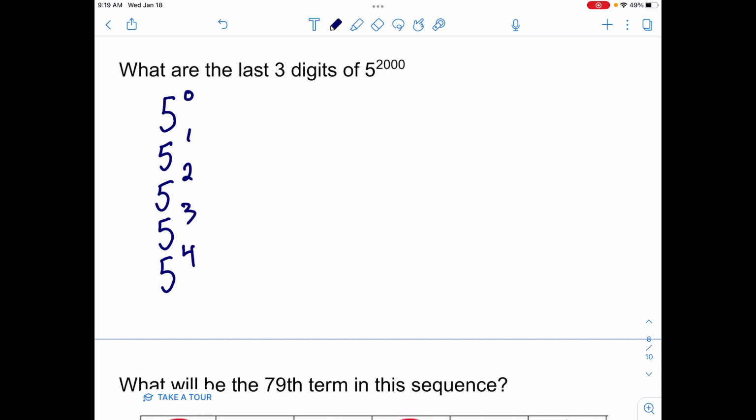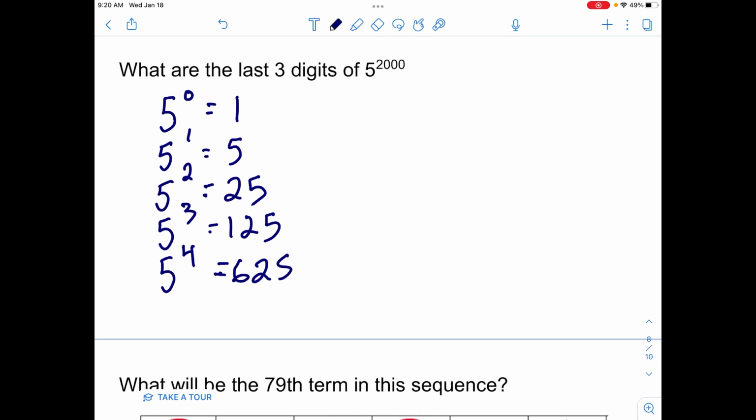Remember, anything to the exponent 0 is equal to 1. An answer that a lot of students forget. Oftentimes they say 0. I'm probably going to do a video in the future about why anything to the exponent 0 is 1, but for now, just trust me. 5 to the exponent 1 is 5. 5 squared, 5 times 5, is 25. 5 to the exponent 3 is 5 times 5 times 5, which is 125. And we can continue doing that. 5 to the exponent 4 is 625.